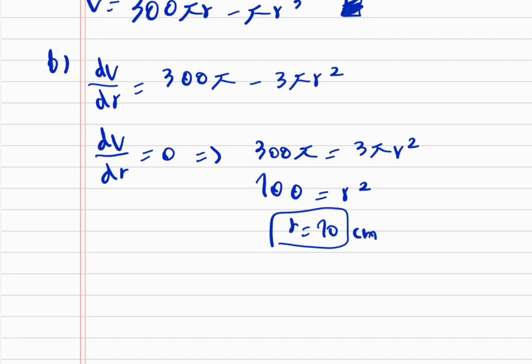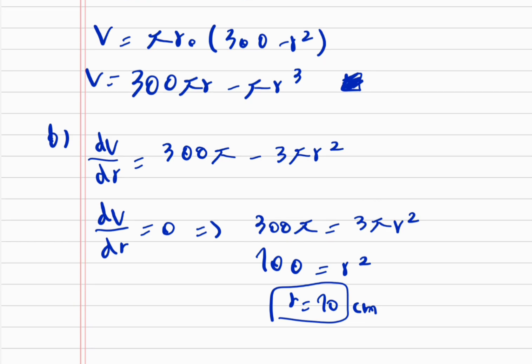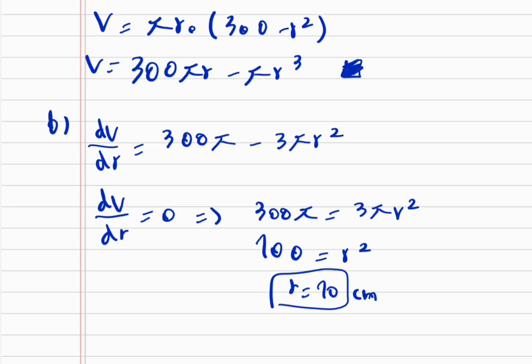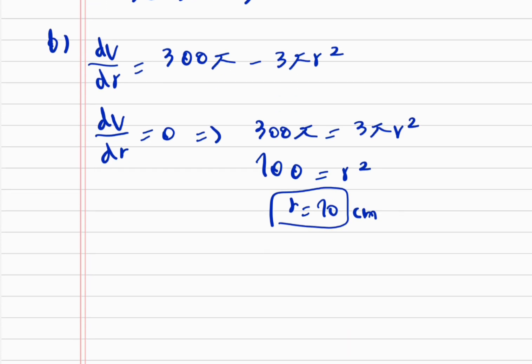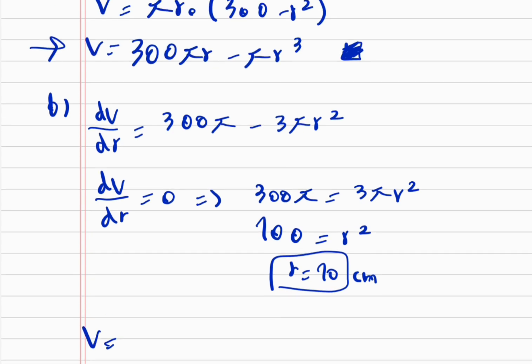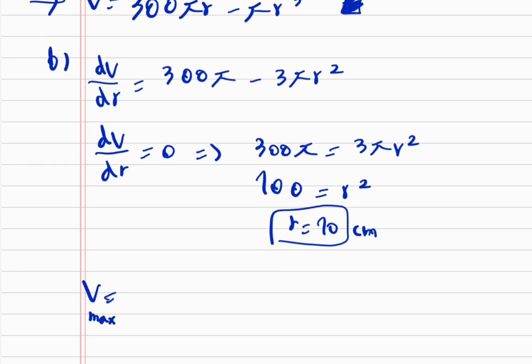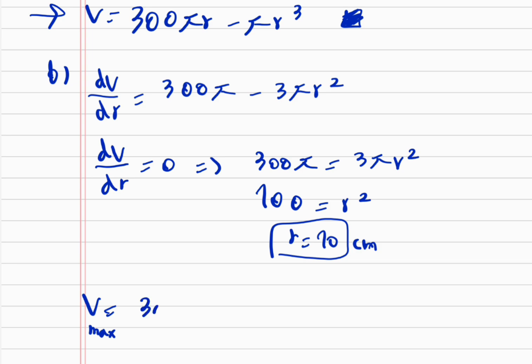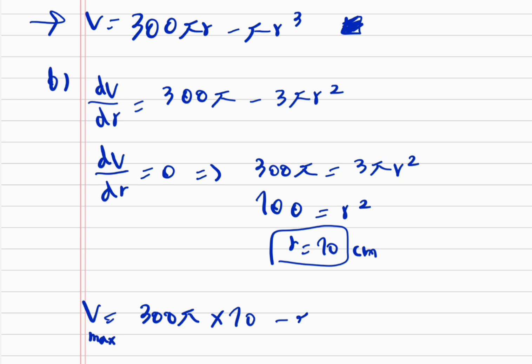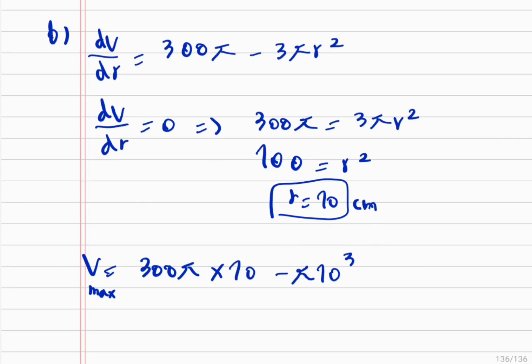Okay, now we have the radius, but remember, we want to find the maximum volume in this question. So that just means we substitute the radius into the formula of the volume, which we found here. So that gives us the maximum volume. So V max is equal to 300 pi times 10 minus pi times 10 cubed. And this gives us 2000 pi centimeters cubed. So that's the maximum volume of the cylinder.